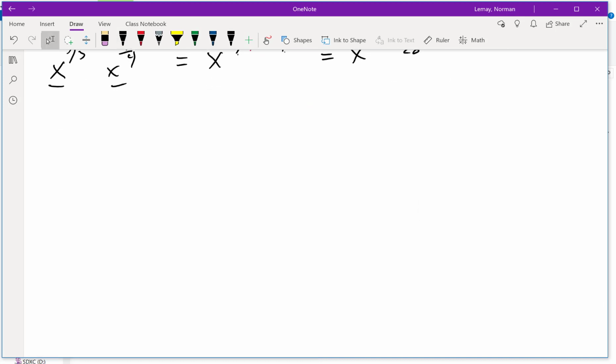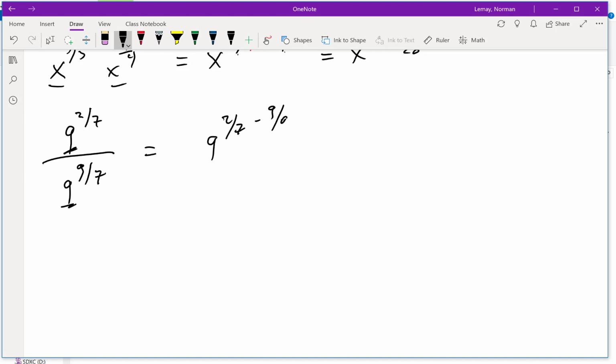So let's take a look at 9 to the 2 over 7th power divided by 9 to the 9 over 7th power. Again, because we have a ratio with like bases, with 9 as our base, we get 9 to the 2/7 minus 9/7. Notice that the fractions up top already have a common denominator, so we get 9 to the negative 7 over 7, which is 9 to the negative 1, which is 1 over 9.